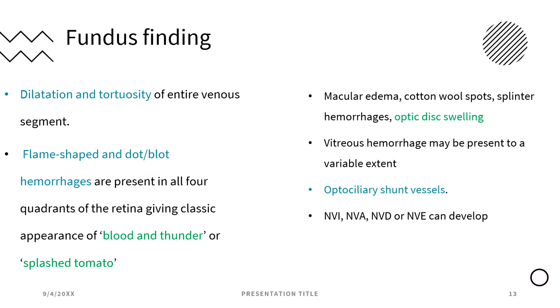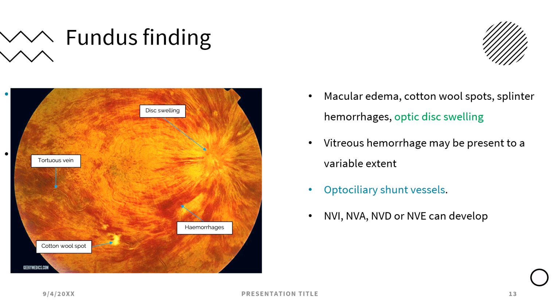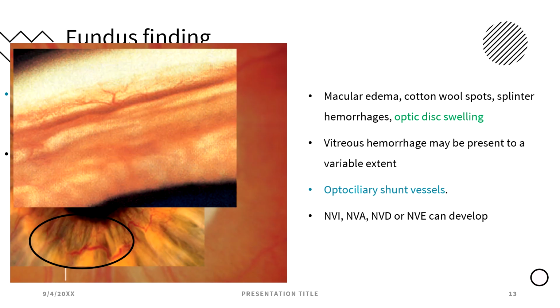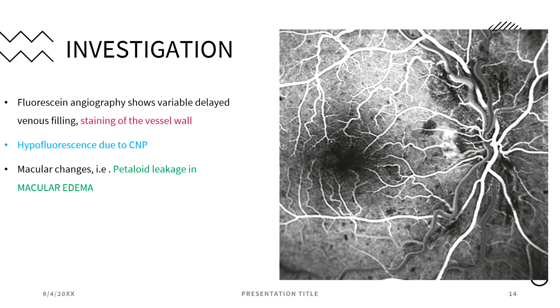Fundus findings: there will be dilatation and tortuosity of the entire venous segment with flame-shaped hemorrhages, dot and blot hemorrhages present in all four quadrants, giving a blood and thunder or splashed tomato appearance. Macular edema will be present, cotton wool spots will be present, splinter hemorrhages and optic disc swelling will be present. Vitreous hemorrhage may be present to a variable extent. Optociliary shunts are also present, and NVI, NVA, NVD or NVE can also develop.